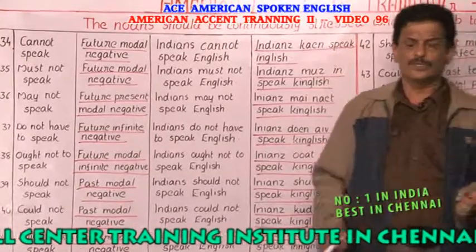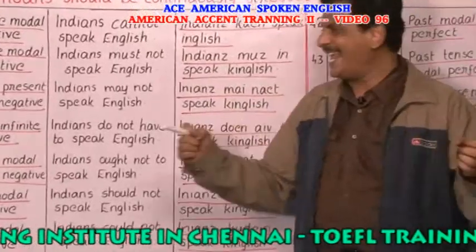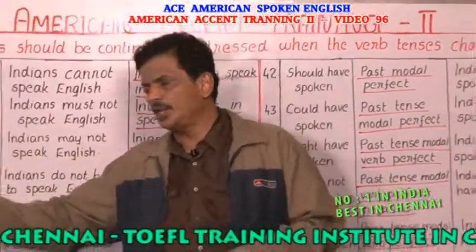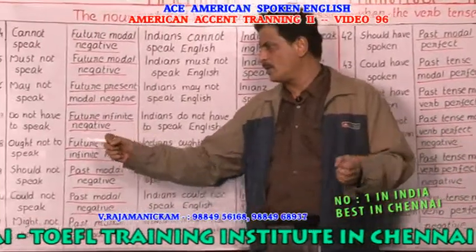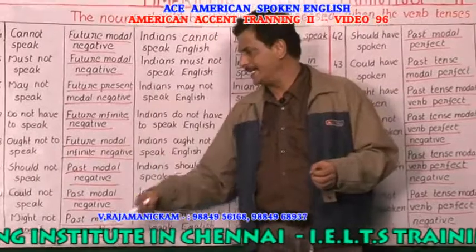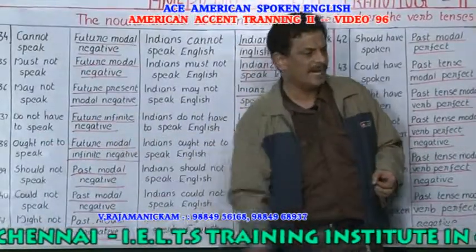So hope you are able to understand the way of pronunciation. Cannot is can't, must not is mustn't, may not is mayn't, do not have is don't have, ought not to means ought not to, should not is shouldn't, could not is couldn't, might not is mightn't.